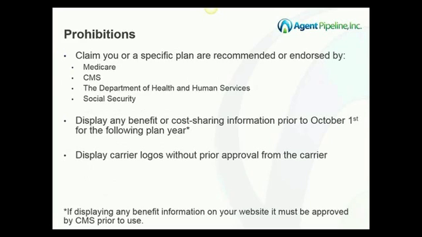You can't display any benefit or cost-sharing information for the following plan year until the AEP marketing period starts. And again, if you have any benefit information on your website whatsoever, even if it just says zero premium or anything like that, it's got to be approved by CMS prior to use. That is a pretty lengthy process. It's usually about 60 days, and that's if the website goes in perfectly with no changes. So if this is something that you want to do, make sure you start early because it's a very lengthy process to get that approved.